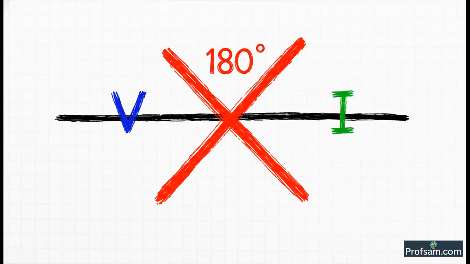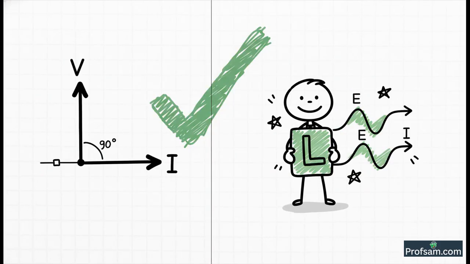Okay, mistake number 1. Students hear that an inductor opposes the current, and they automatically think opposition means 180 degrees, like moving in exactly opposite directions. This is completely, totally wrong. The correct fact is that they are 90 degrees out of phase. They are perpendicular.